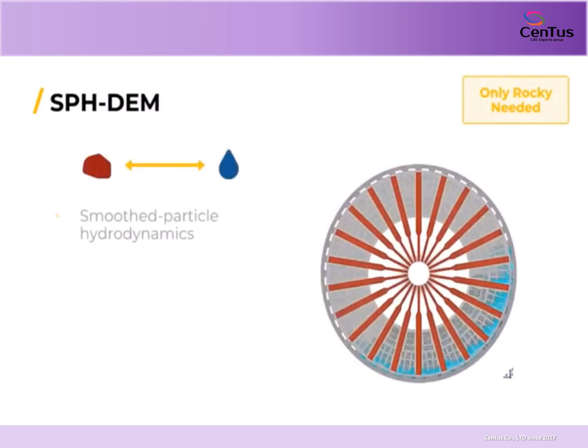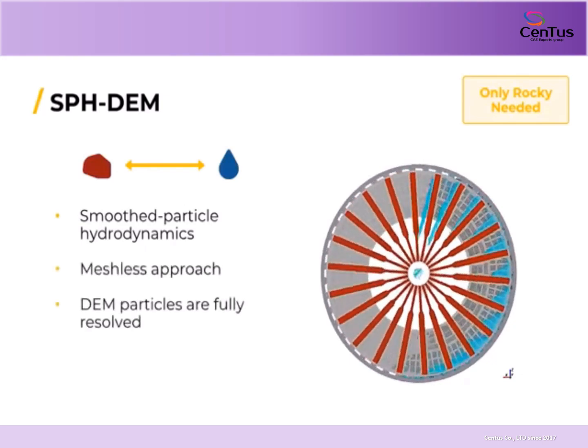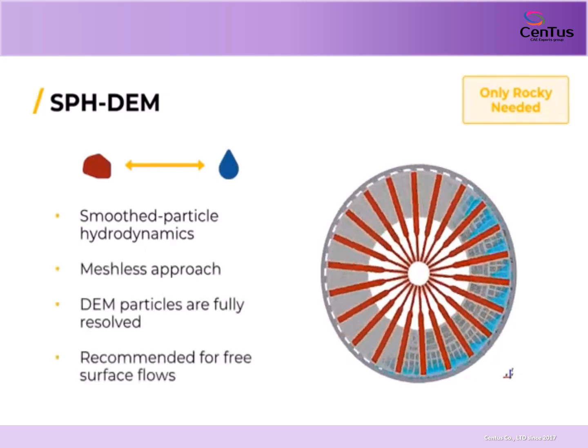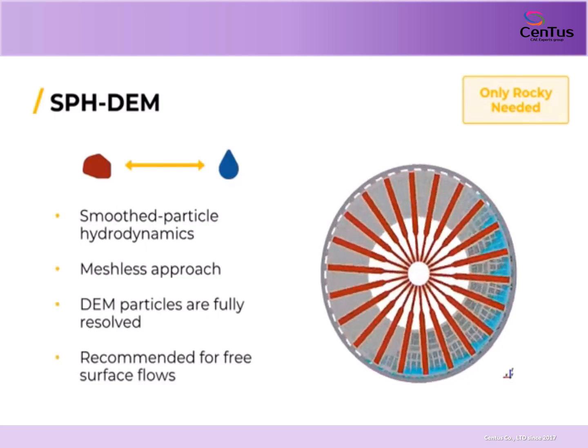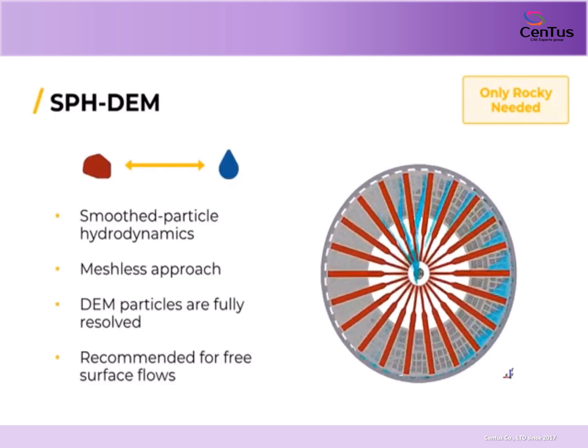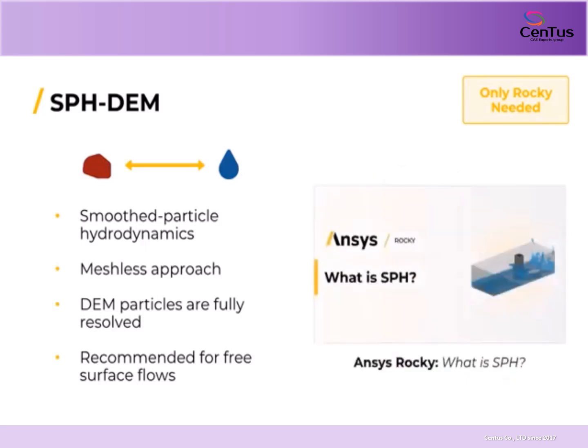Back to methods where only Rocky is needed, we have the SPH method, Smooth Particle Hydrodynamics. This is a Lagrangian method in which there's a two-way interaction between particles and fluids. Apart from being recommended for free surface flows, since this approach is meshless, it is a good alternative when complex or moving parts are present. This method does not require any external solver. For more information and example applications, watch our Ansys Rocky video, What is SPH?